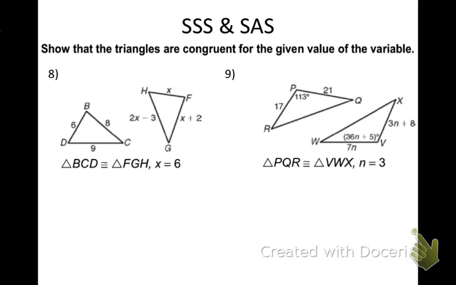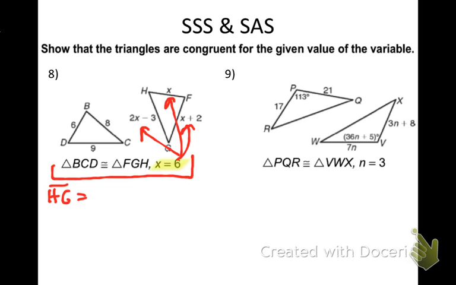So number 8, show that the triangles are congruent for the given value of the variable. So I want to show that triangle BCD is congruent to triangle FGH for x equals 6. What am I going to do with that 6, Jessica? Plug it in. I'm going to plug it in there, plug it in there, and plug it in there. So HG equals 2 times 6 minus 3. 2 times 6 is 12, minus 3 is 9. HG is 9.